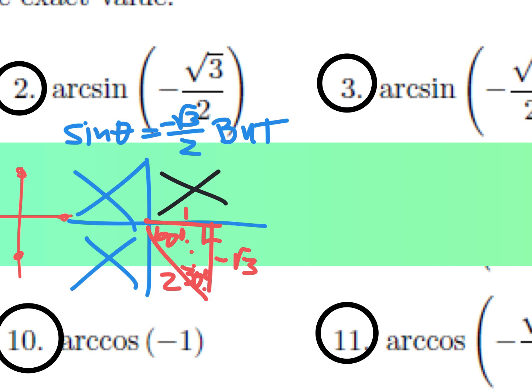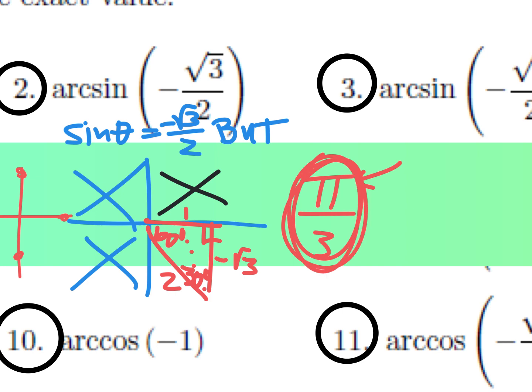But it's not a 60. It's a pi over... What's pi over what? 60 degrees? Pi over 3 is what 60 is. In case you're forgetting that, I totally get it, but that's 180. 180 divided by 3 is 60. So pi over 3. But wait, what zone are we in? Neg zone. So it's negative pi over 3.